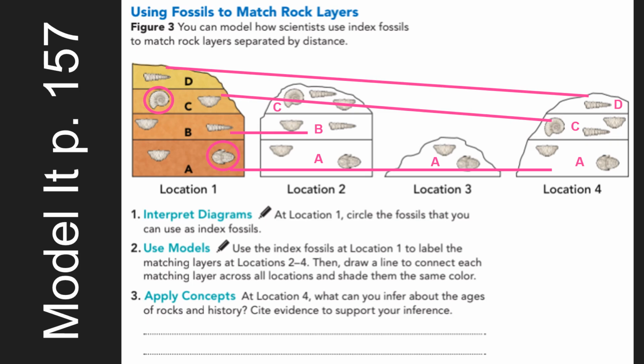Lastly, we need to answer, at location 4, what can you infer about the ages of rocks in history? Cite evidence to support your inference. And a plausible answer would be, layer B eroded away at location 4. The fossils indicate that the other layers match layers A, C, and D.